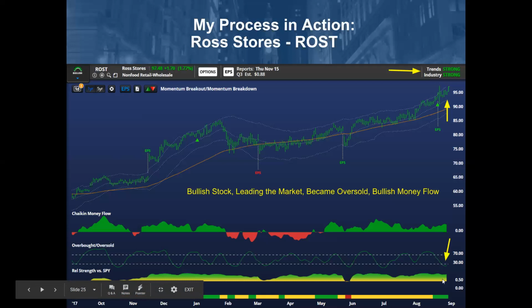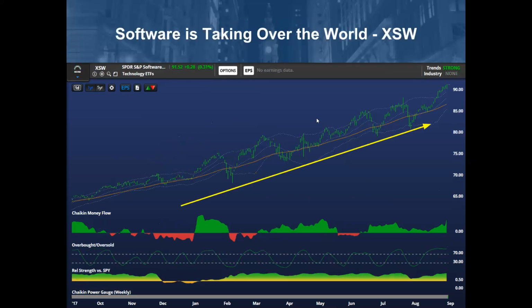We want to own the stocks that are outperforming the market because they're likely to go up even as the market is trending lower. Another big theme of ours throughout this year has been software taking over the world. Famous venture capitalist Mark Andreessen, this was his quote a few years ago. He said, software is going to take over the world.